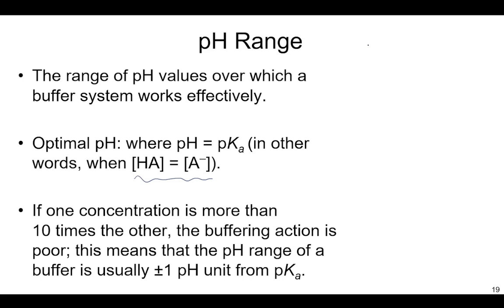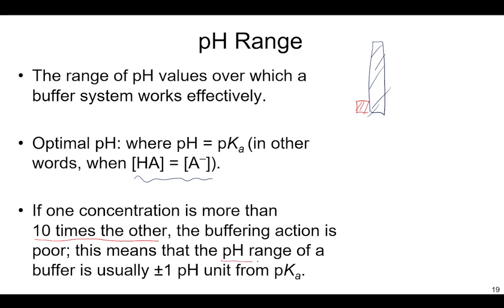But once you get to an amount of, say, the base here being 10 times the amount of the acid in your buffer, this really isn't going to have great buffering action anymore. Right? If one concentration is 10 times the other, the buffering action is going to be pretty poor. And when you add acid or base to this, the pH is going to change rapidly. It's not going to be a good buffer anymore. And so the general rule of thumb here is that if one of the concentrations is 10 times the other, the buffering action will be poor.